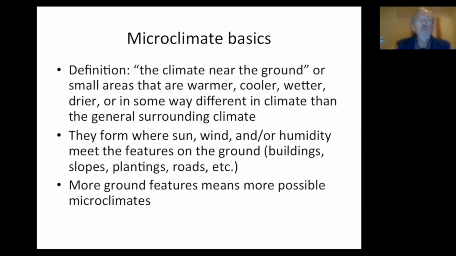So microclimates form where things like sunlight or wind interact with something that's on the ground, as a windbreak or shade or those sorts of things. And the more interesting stuff you've got on the ground, the more plants, the more paths, structures, these sorts of things, then you've got more opportunities to create microclimates and play with them.